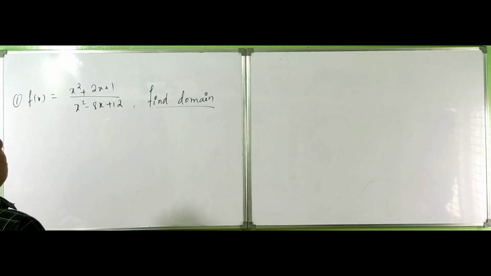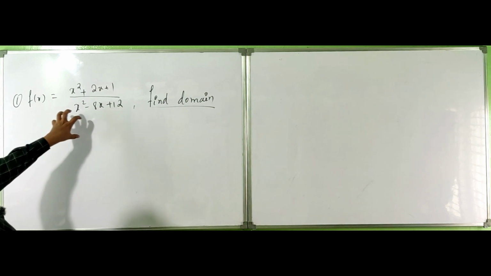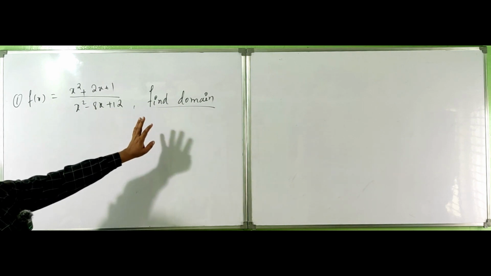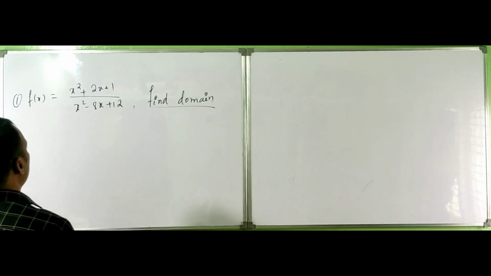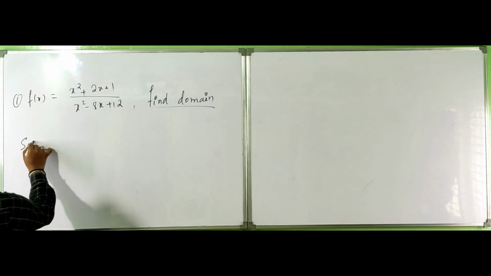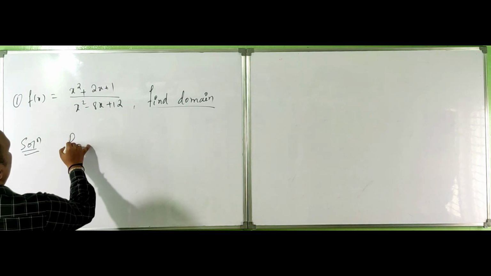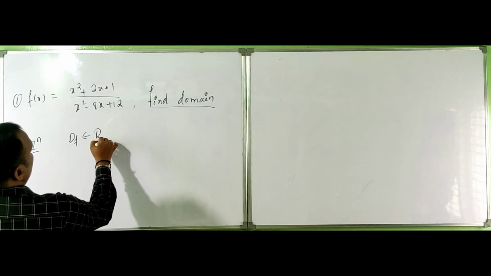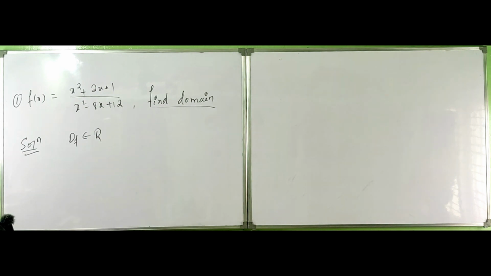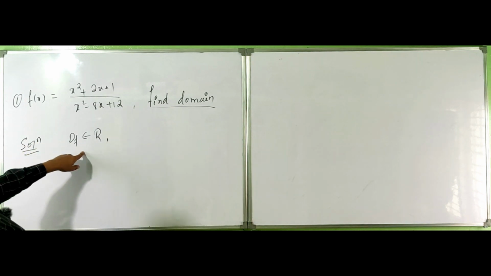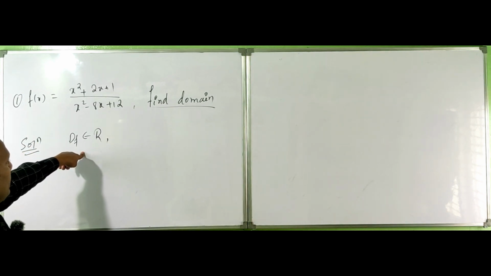Okay then, what is the question? The function is f of x equal to x square plus 2x plus 1 divided by x square minus 8x plus 12, and x square minus 8x plus 12 is not equal to 0. Solution: to find the domain, D of f belongs to R, right? Here, D of x belongs to R. This is the only way to find the domain, okay?